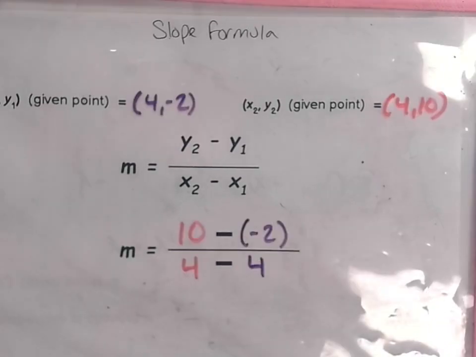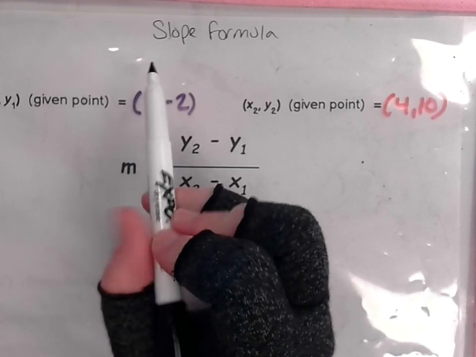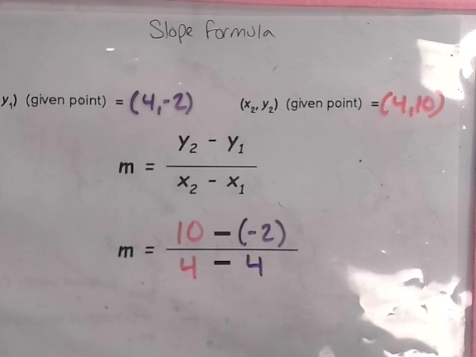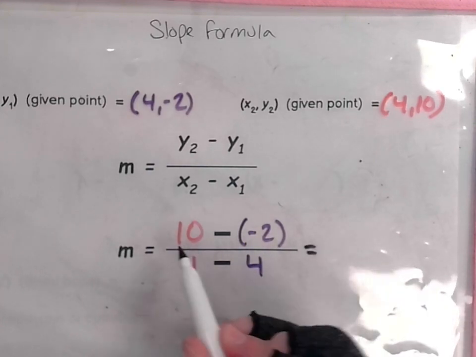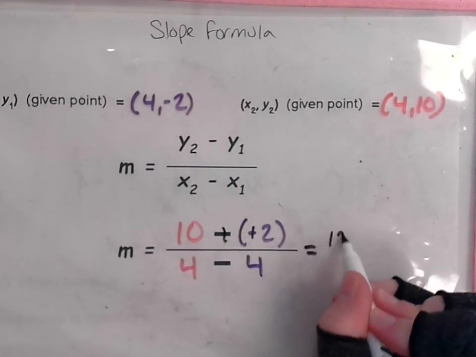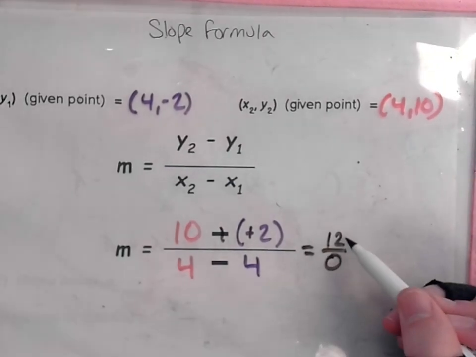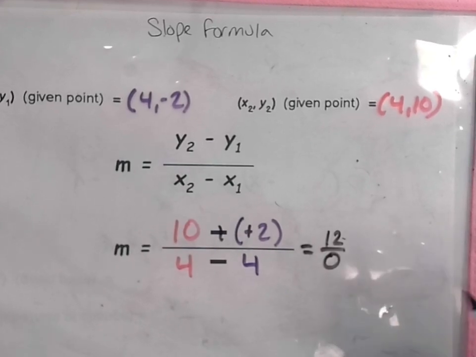So for our last one here, I have literally just taken the one before it and swapped the x and y values. So we'll end up with the same numbers, just what was on top is now on the bottom and vice versa. So the math still works out the same. 10 minus minus 2 is 12, and 4 minus 4 is 0. So when 0 was in the top, it simplified down to 0.